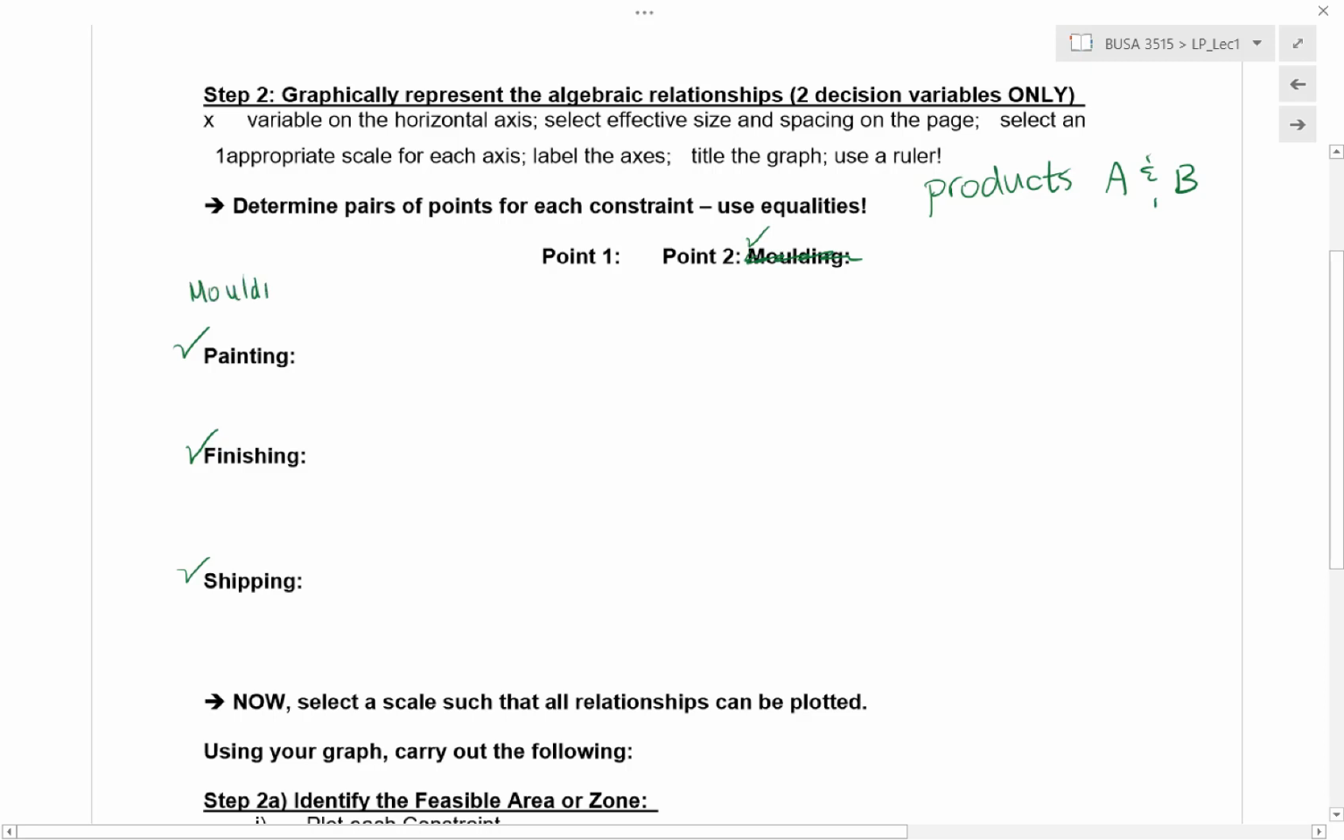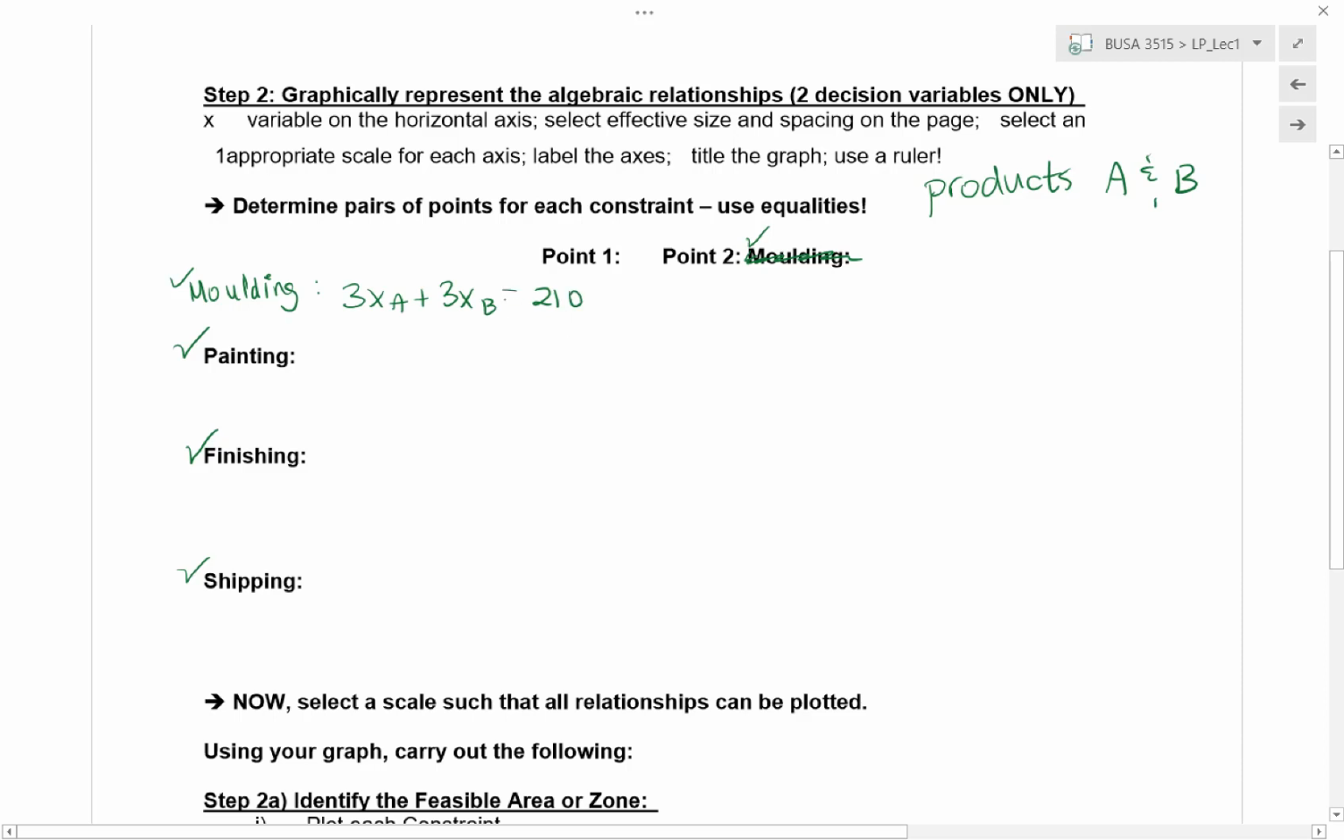So what I'm going to do is solve this problem graphically first by figuring out what the areas are for each of the constraints. Don't worry if that doesn't make any sense yet. Okay, so molding, the equation is the following. For molding, it's that 3xa plus 3xb is less than or equal to 210.